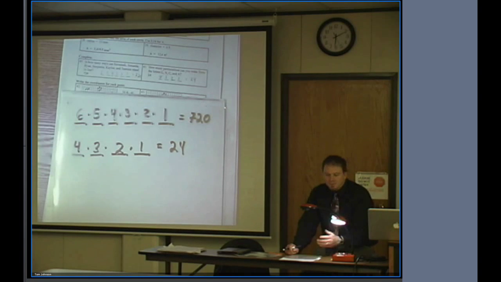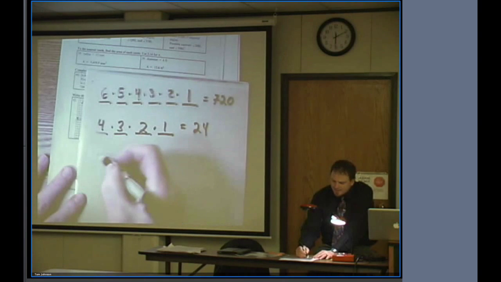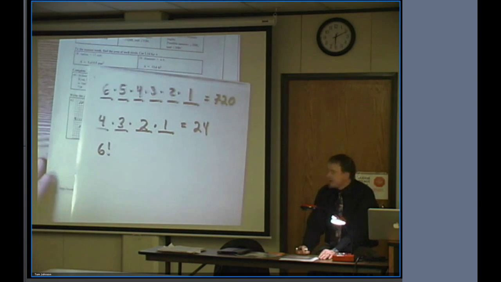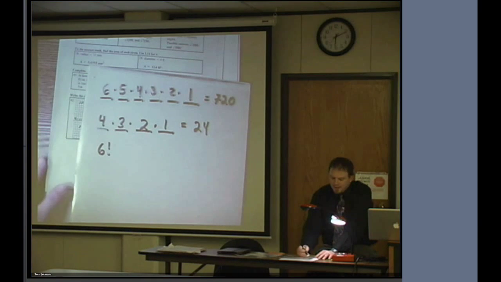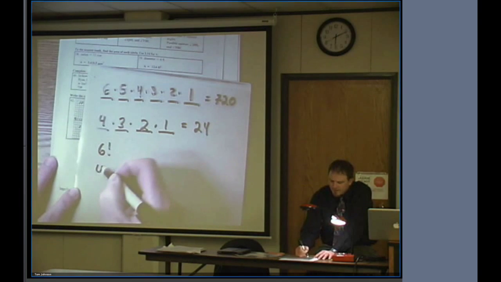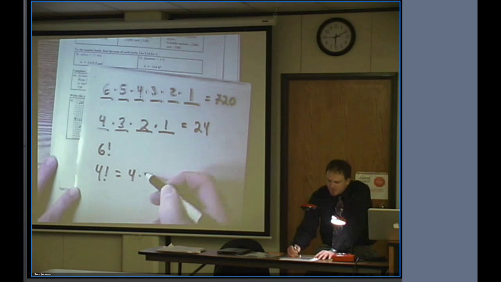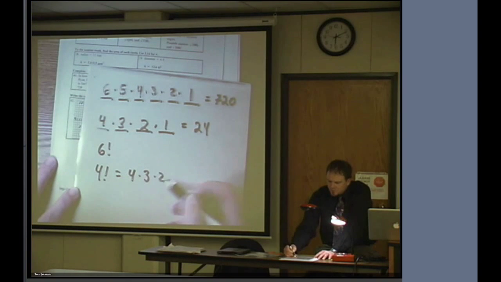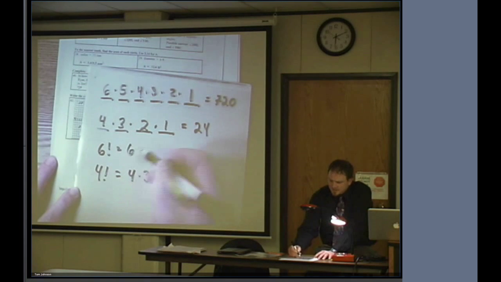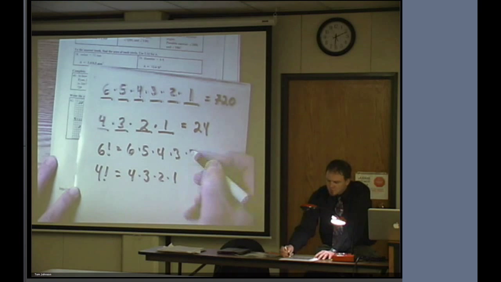Now, we did have somebody mention that this is the same as the 6 with the exclamation point, or 6 factorial. What's 6 factorial? Or that's the first one. The second one is 4 factorial. What that means is 4 factorial is 4 times 3 times 2 times 1. 6 factorial is 6 times 5 times 4 times 3 times 2 times 1.